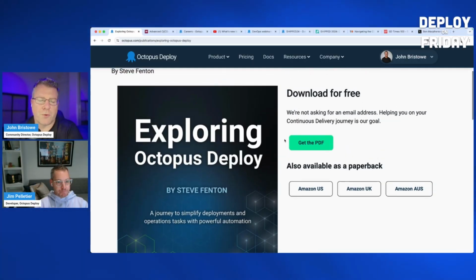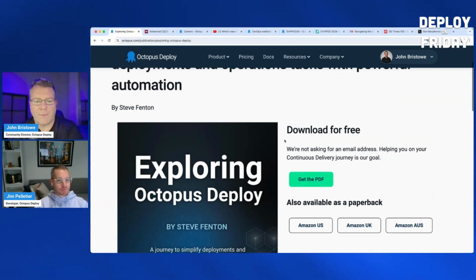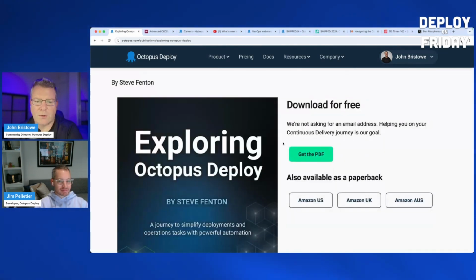It's a really good primer for those who are wanting to get started with Octopus Deploy and they're past the sort of what is a project, what is a deployment process, and they're now on to like, what can I really do with this thing? And how can I automate parts of my deployment process, through runbooks and otherwise. So this is a great read.